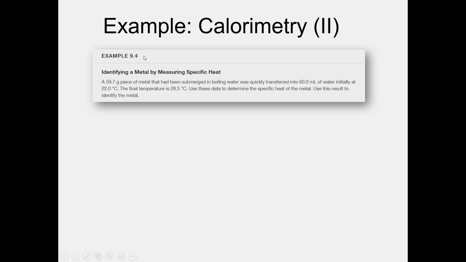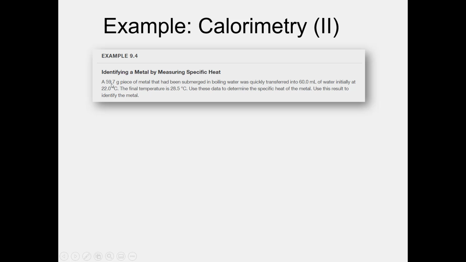All right, so in example 9.4 from the textbook, we're told that we have, again, a piece of metal cooling down in a calorimeter. We're going to use the data from the calorimetry experiment to determine the specific heat of the metal, and then based on the value of the specific heat, we're going to come up with a likely identity for the metal.